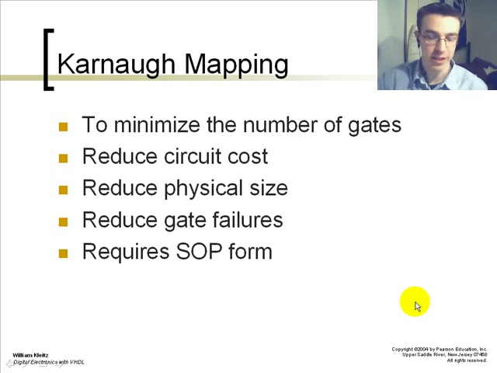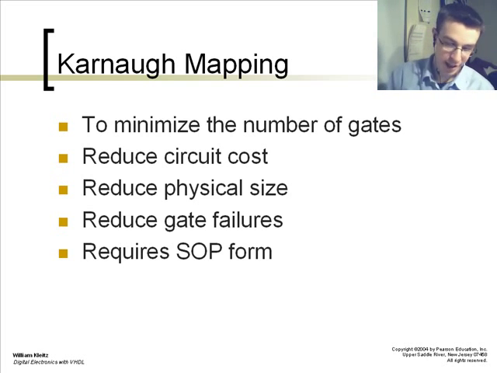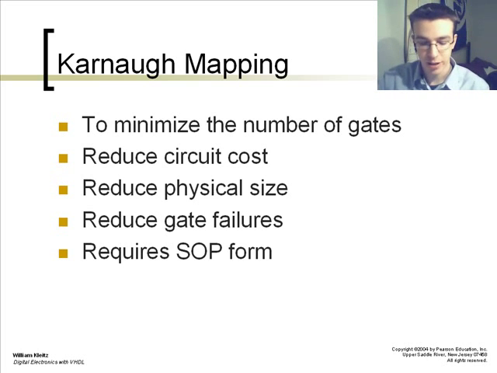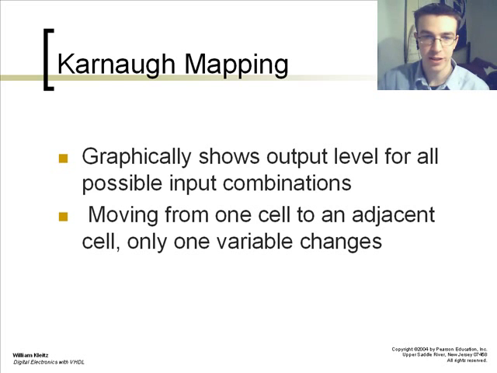Karnaugh mapping will be the simplest way to understand how to reduce Boolean algebra. This is the most important and useful way for students to understand how to convert their long Boolean equations into short, simple equations that can easily be created into gate form. This reduces circuit costs as well, and reduces physical size and gate failures.